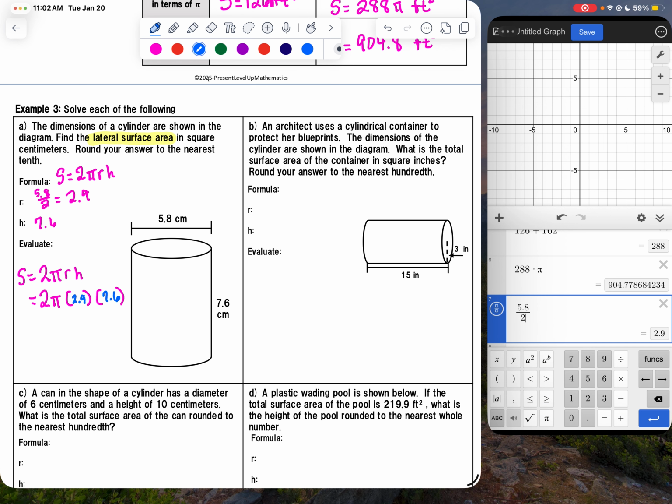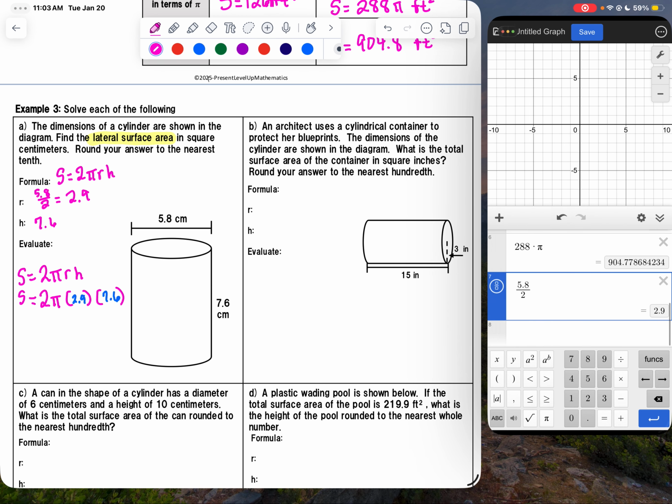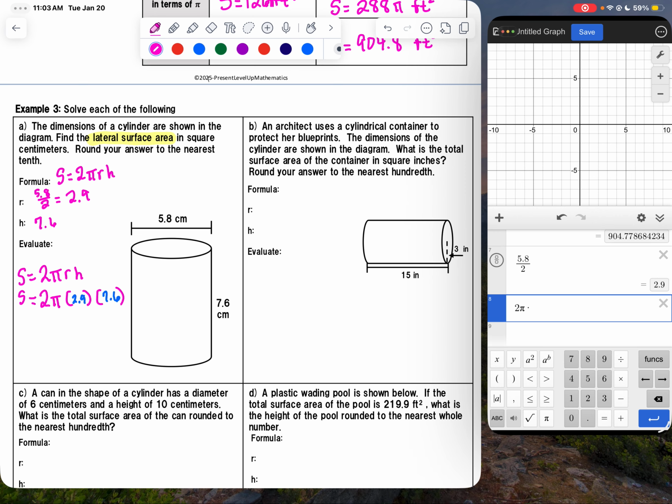Now, because this problem asks me to express my answer as a decimal, I'm just going to type this all straight into the calculator. So I'll say 2 pi times 2.9 times 7.6. It asks me to round to the nearest tenth, so this would be 138.5.